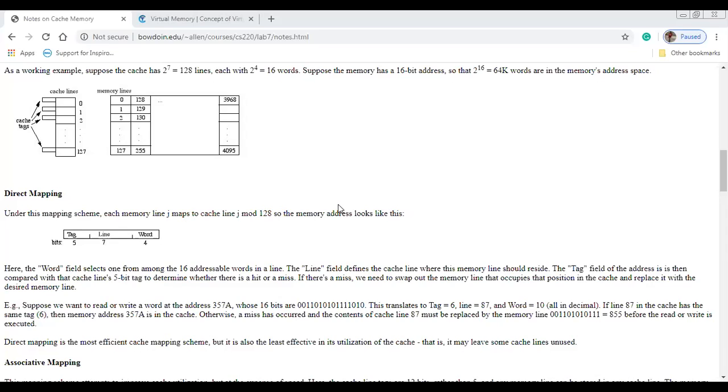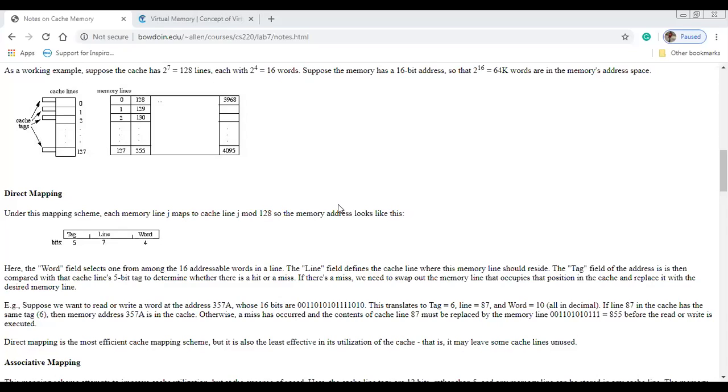For example, suppose you want to read or write any word, 357A, whose 16 bits are like this. We have some number. First 5 bits I am talking about: 00110. The equivalent decimal value for this is 6. So these first 5 bits represent the tag value.